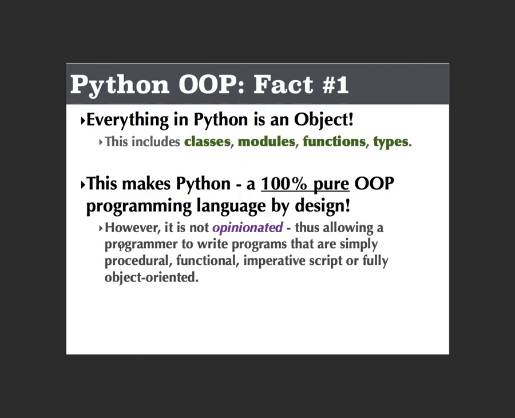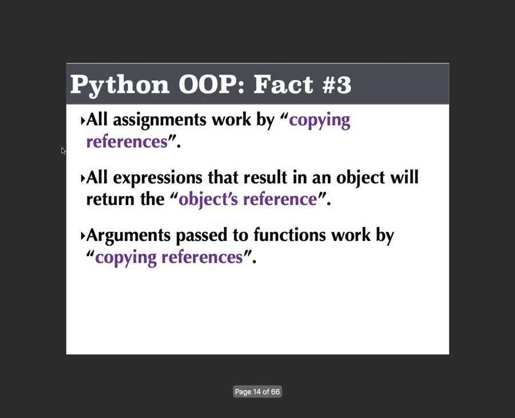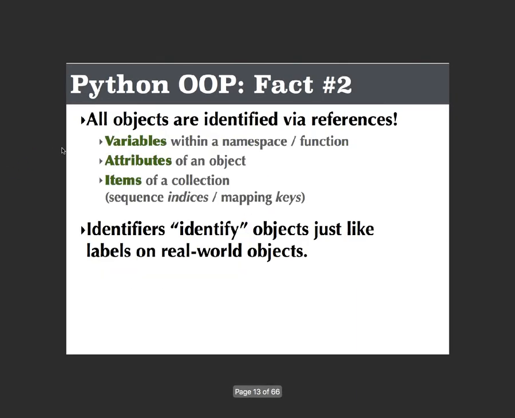So I told you about everything being an object in Python. The next, one more fact you should know about Python is that all assignments, all objects are identified by references. There is no copy by value or assign by value ever in Python. The confusion is not there.